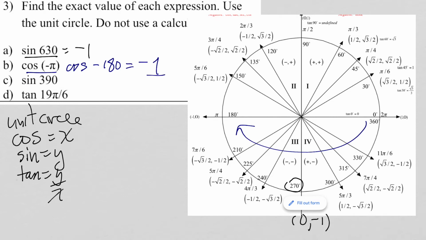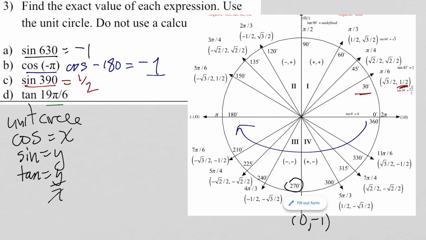For C, we want to do sine of 390. Well, how much past the whole circle, 360, is that? So if I do 390 minus 360, I get 30 degrees. Here's 30 degrees, and sine is your y-coordinate, so that answer is a half.